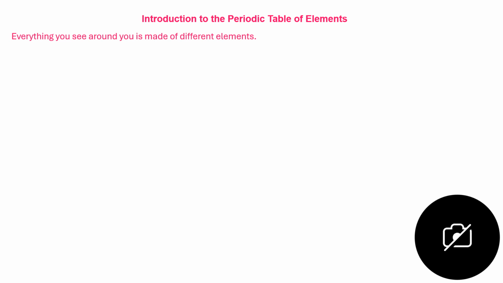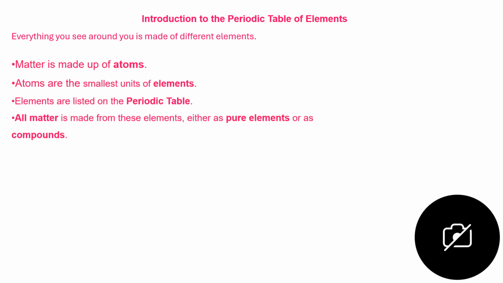Now, you know that everything around us is made up of matter, and all matter is made up of elements. Now, matter comes in different forms, as you've learned in previous grades. It comes in solid, liquid, or a gas. Now, all of these things, whether it is a solid or a liquid or a gas, they're made up of atoms. Now, atoms are the smallest units of elements, and each element is listed in the periodical table.